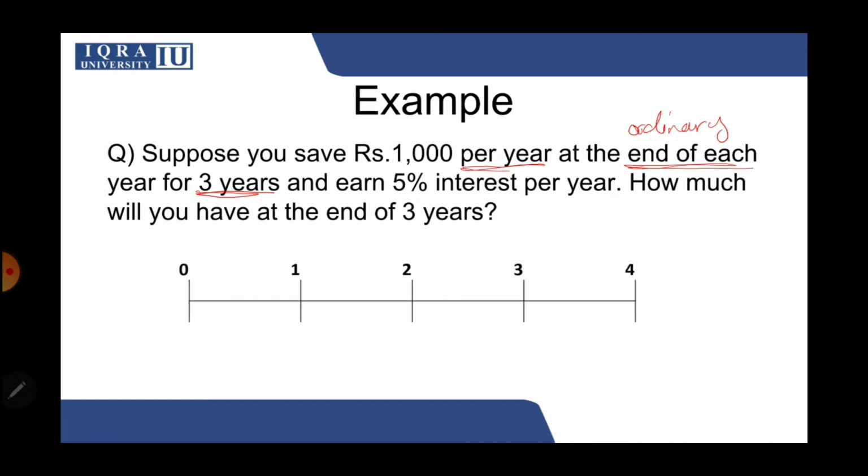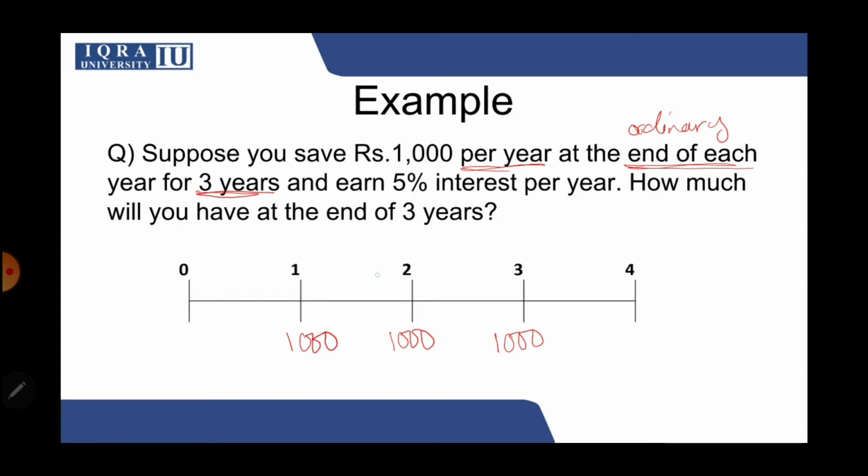If we make a timeline, the payment is going to be at the end of each year. Point 0 is the start of the first year, right now. Over here, the first year ends. The points represent the end of the year. At the end of the first year, you have 1000. At the end of the second year, you also have 1000. And at the end of the third year, you are also going to save 1000. So you have saved 1000 at the end of each year for 3 years.